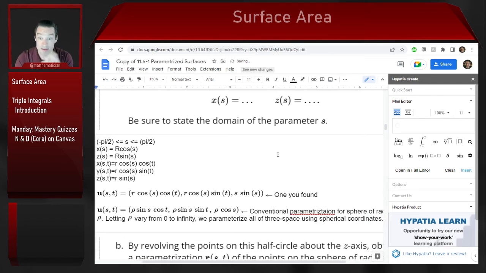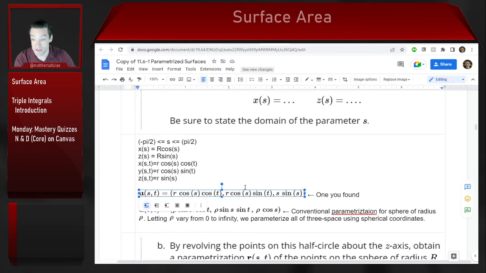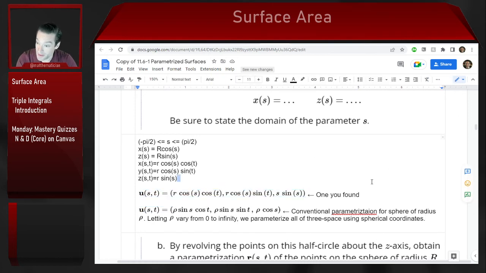So we're going to come back to that toward the end of our class today to sort of recall how spherical coordinates work. But when rho is not a variable, when it's not a coordinate, when it's just a constant, then what we're parameterizing is a sphere. And this vector-valued function is an example of such a parameterization.